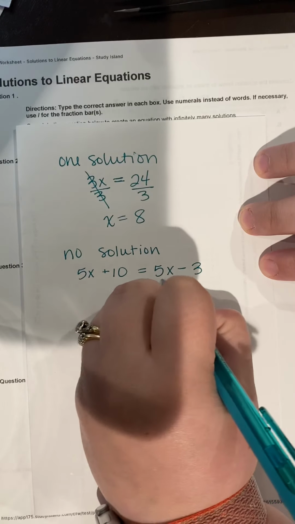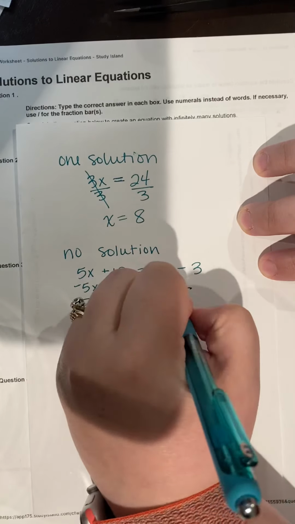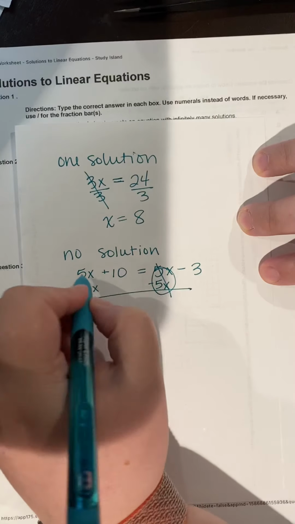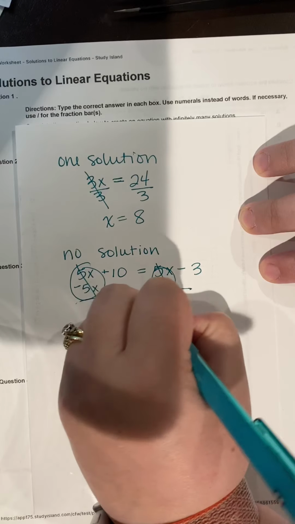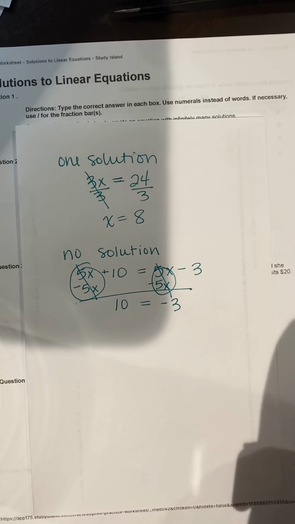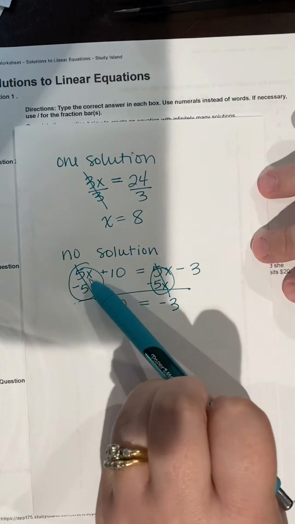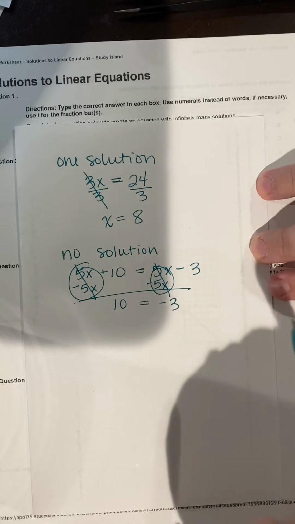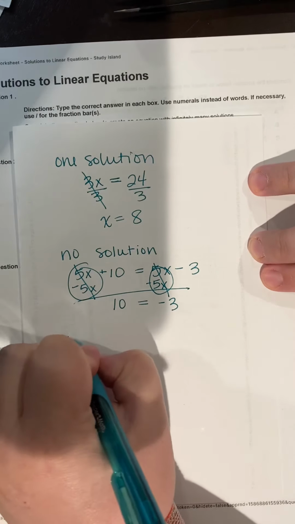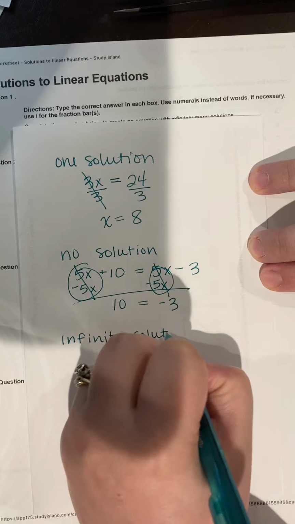So when I go to take my first step and I try and move this variable over here, 5x minus 5x is 0, and 5x minus 5x is 0. So what I'm left with is this equation that says 10 equals negative 3. Well, we know that 10 does not equal negative 3. So that is never going to be true. I am never going to be able to find a number to put in this variable for x that would balance this equation.